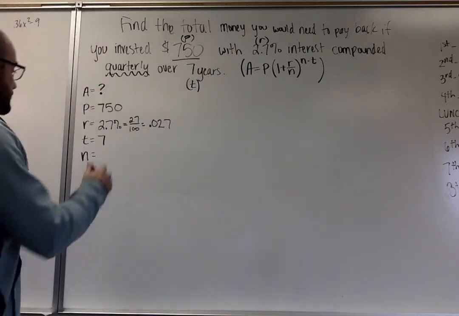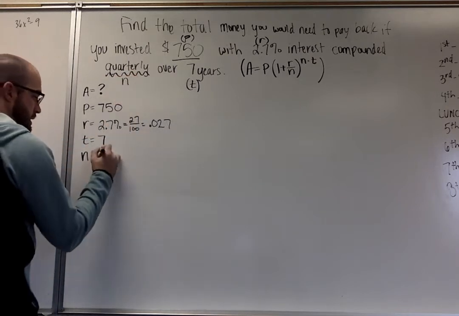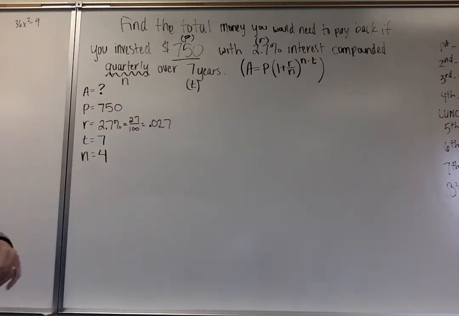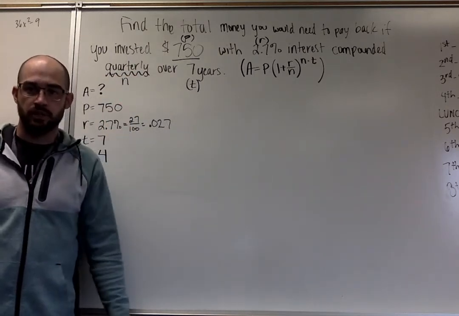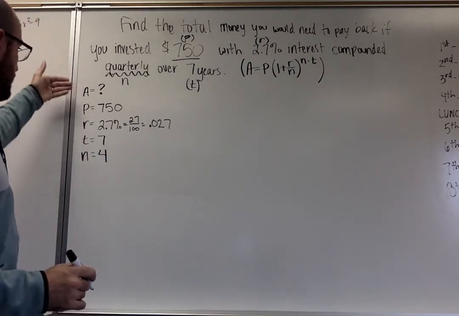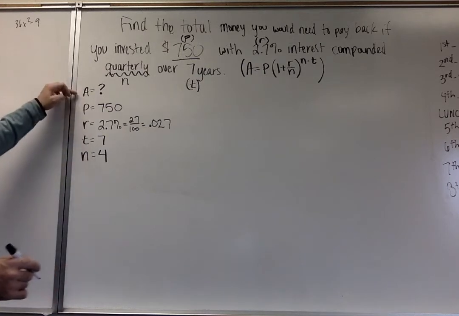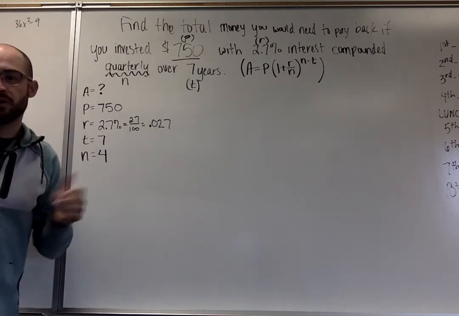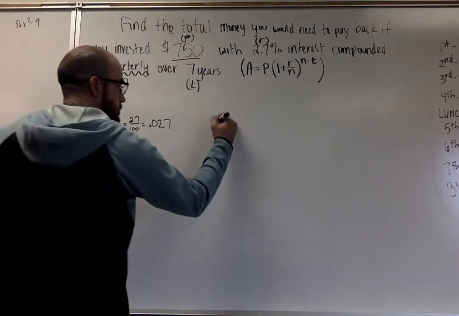So quarterly means I'm going to be doing 4, so this is my N. So I'm going to replace my N with a 4 because quarterly means 4 times each year. Okay. So as I look through this problem, I've got each of my pieces that I figured out. Again, A is what I'm looking for, so that's why we have the question mark still there. So I can actually start plugging some things in.